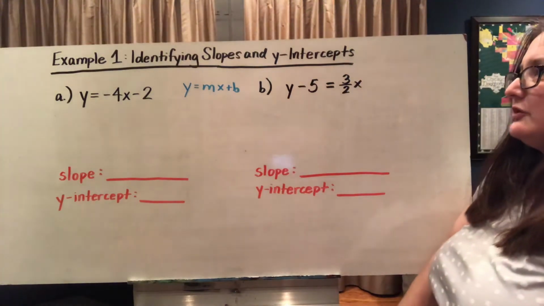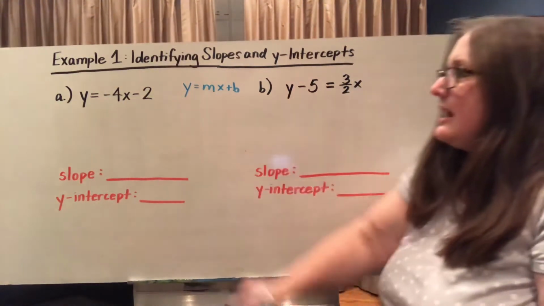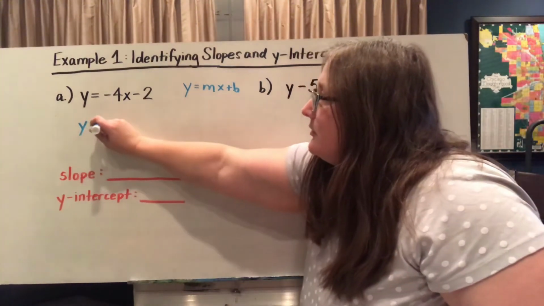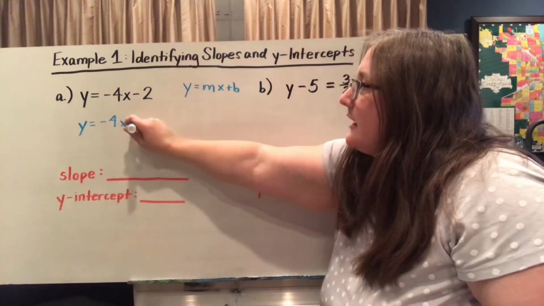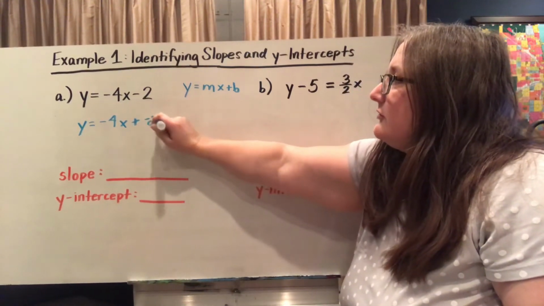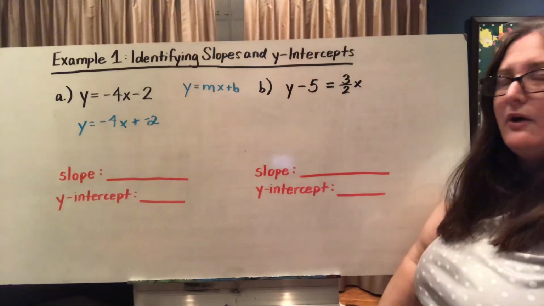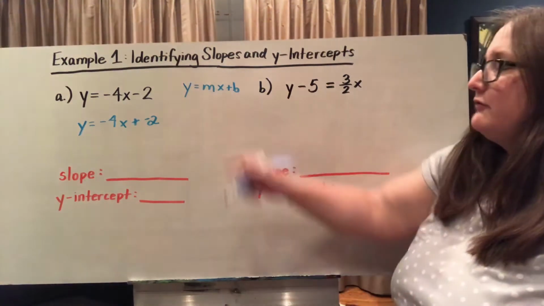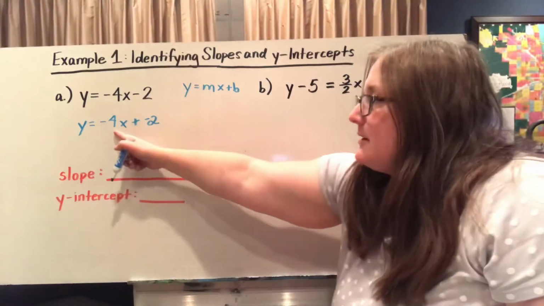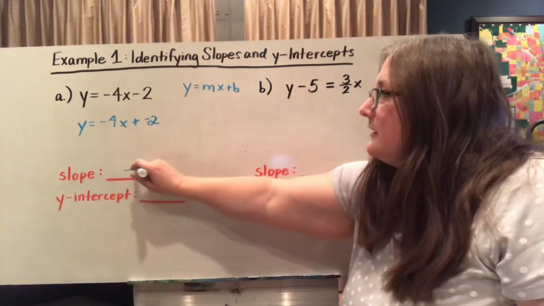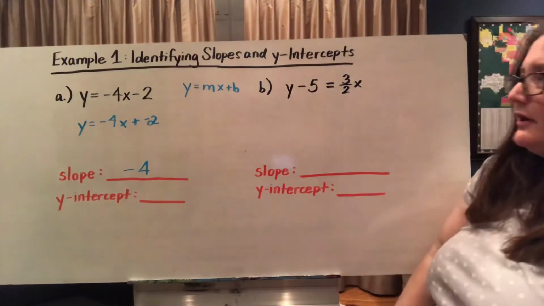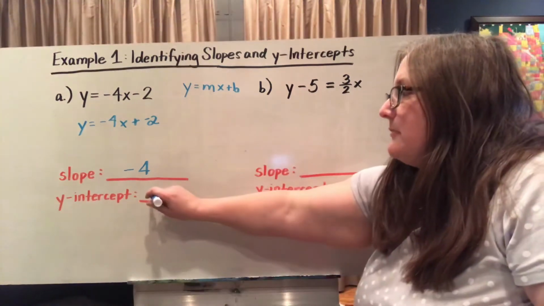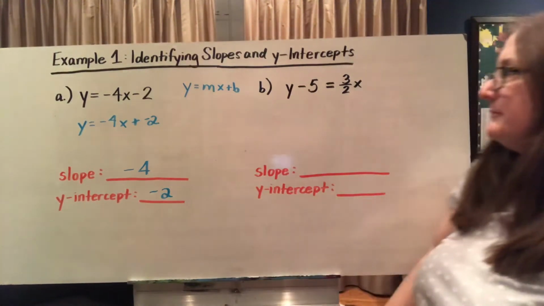So here we have an equation. I have a y value times x, except it's minus 2. So I'm going to change this to y equals negative 4x plus negative 2. So I'm adding the opposite. Now I can identify the slope and the y-intercept because my equation is in this form. The slope is the number I'm multiplying my x by, so negative 4 is my slope. The y-intercept is the number that I'm adding to my x value. So my y-intercept here is negative 2.